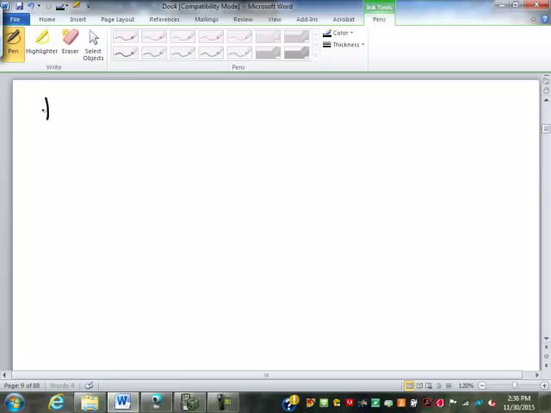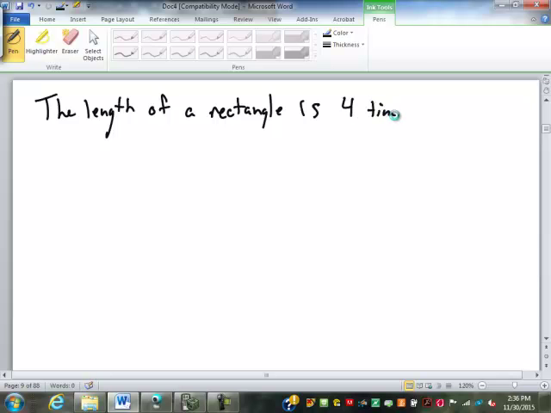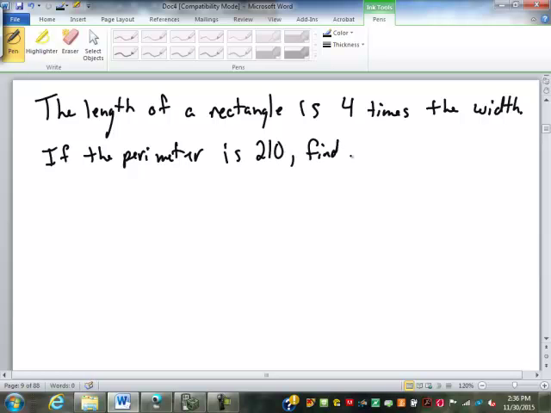Let's try this. The length of a rectangle is 4 times the width. If the perimeter is 210, find the length and the width. I'm going to give you guys a second, see if you can set that up. Very similar to the one we just did, but slight difference.